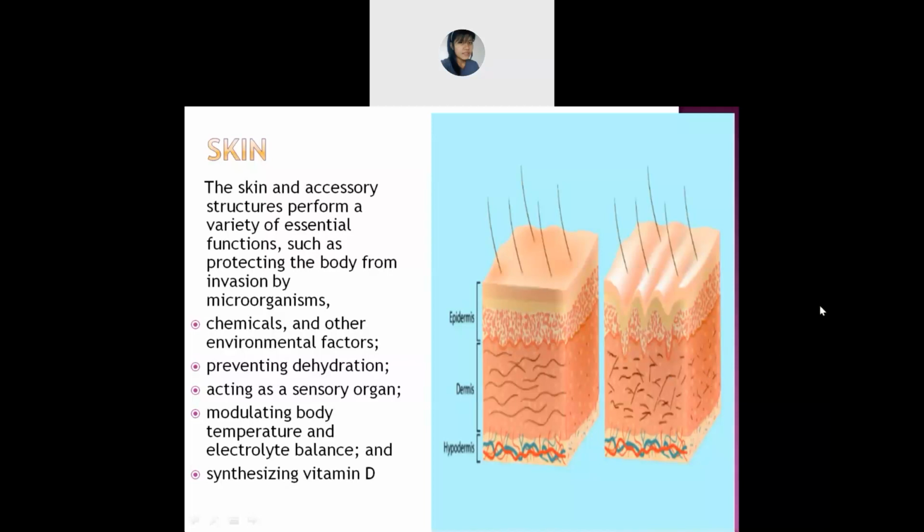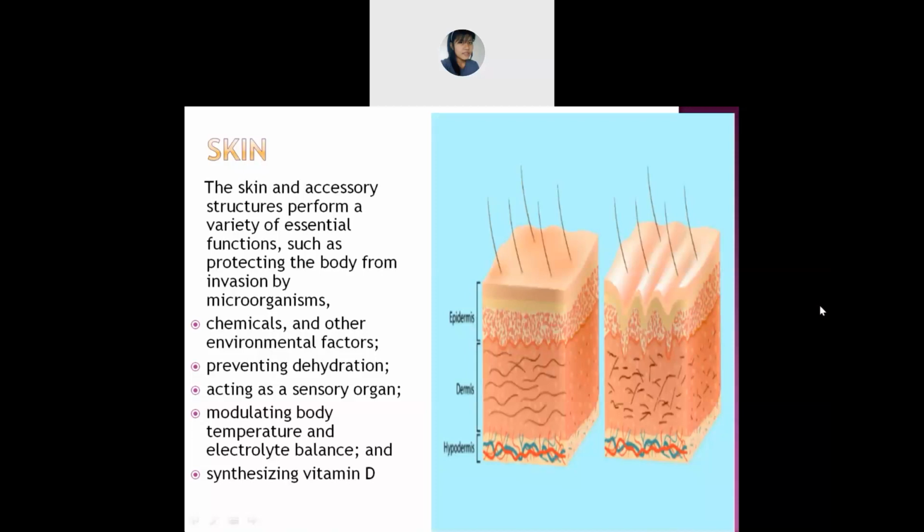Okay, so this is the skin. With the help of the skin, you can sense the touch of someone. You can also feel the changes in the temperature occurring in the environment. All those. Okay, so let us discuss more in detail about that.